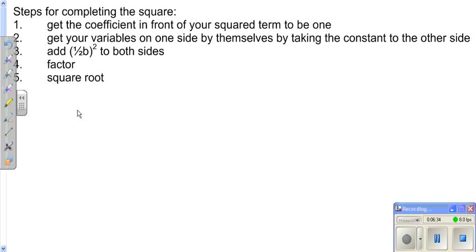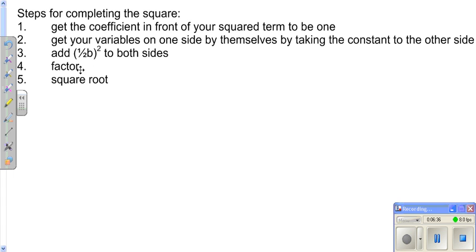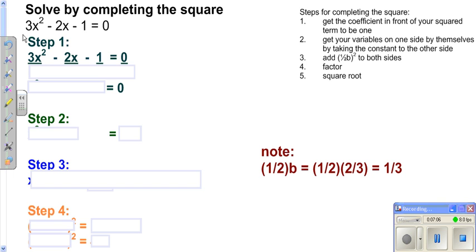So now we want to look at the steps of completing the square. Basically, you want to get the number in front of the squared term to be 1. Get the variables on one side by themselves by taking the constant to the other side. Add half of b squared to both sides. Remember, b is always the term in front of the variable to the first power. Factor, and then take your square root. And what we've been doing on the last several problems, for the most part, comes into play with the last several steps. So let's go ahead and complete the square with this one here.